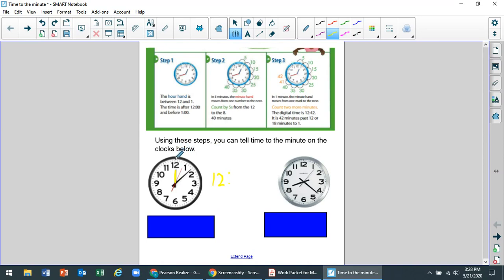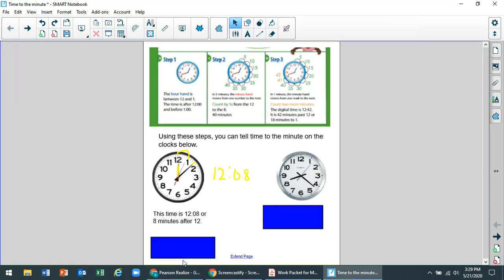So we start at our 12, and we count 5. So now we have to count each little minute. 6, 7, 8. So looking at this clock, we have the time 12:08, or 8 minutes after 12. Now let's use that same strategy looking at the next clock.